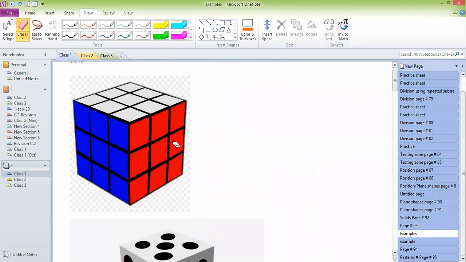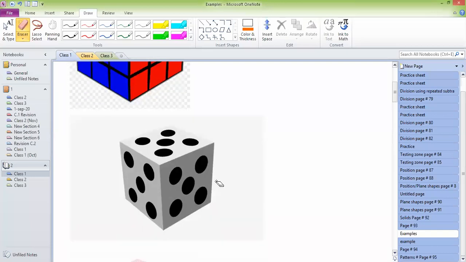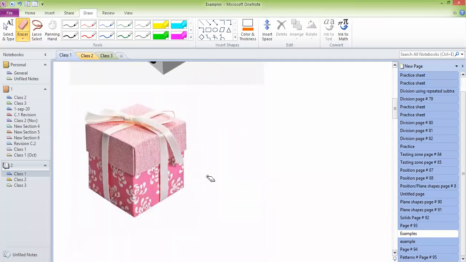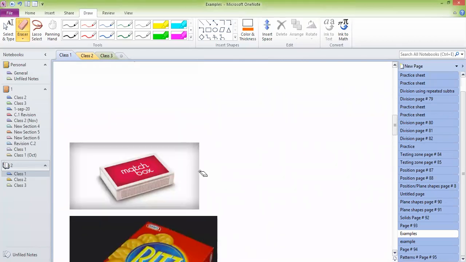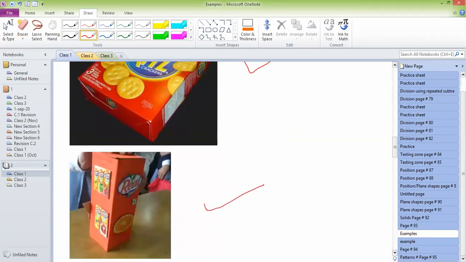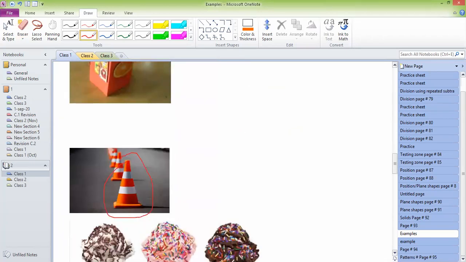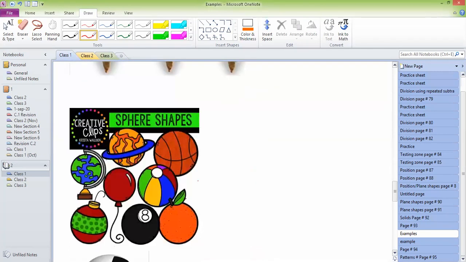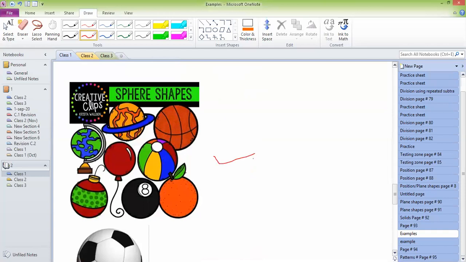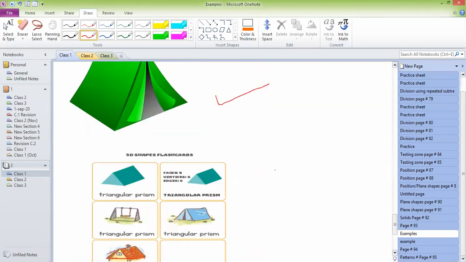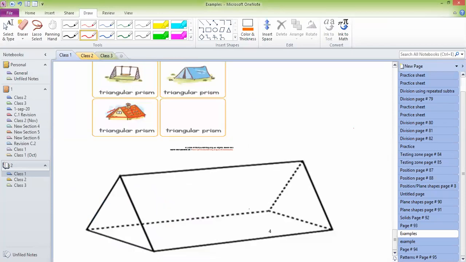This is the example of Rubik's Cube. This is an example of cube. This dice is a cube. Gift box is also a cube. Matchbox, this is cuboid. This crackers box is also cuboid. Juice box, cuboid. This is an example of cone. This is an example of sphere. And this is an example of triangular prism.